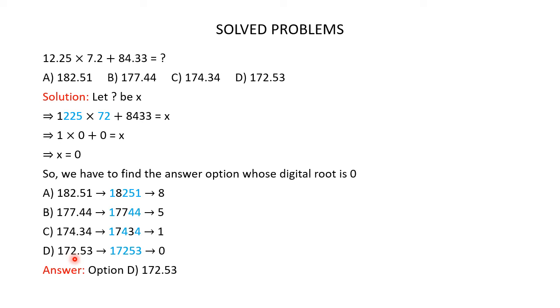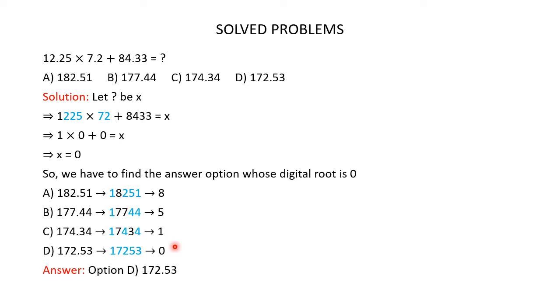Option D is 172.53. Ignoring the decimal point, you get the number 17253. Here 7 plus 2 is 9. You can ignore these two digits. And 1 plus 5 plus 3 is 9. So you can ignore these three digits also. So here 0 is the digital root.